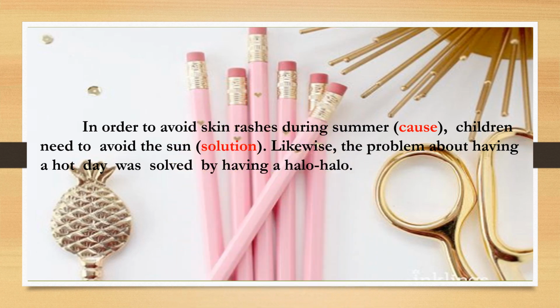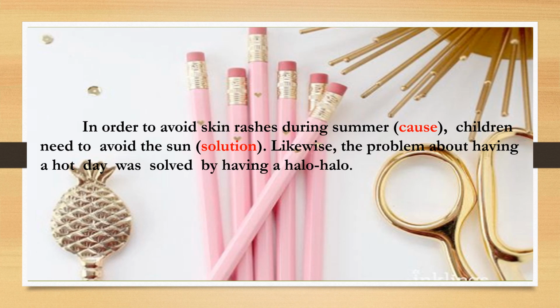You will notice that the two sentences in the previous slides are originally examples of compound sentences showing cause and effect relationship. However, they are a special type of cause and effect relationship because the cause happens to be the problem and the effect also happens to be the solution. In other words, the compound sentences in the previous slide are examples of a problem-solution relationship. In order to avoid skin rashes during summer, that's the cause, children need to avoid the sun, that's the solution. Likewise, the problem about having a hot day was solved by having a halo-halo.